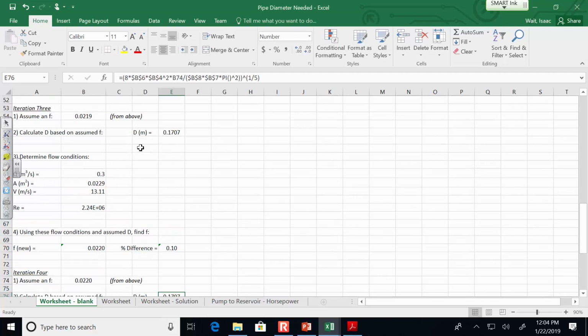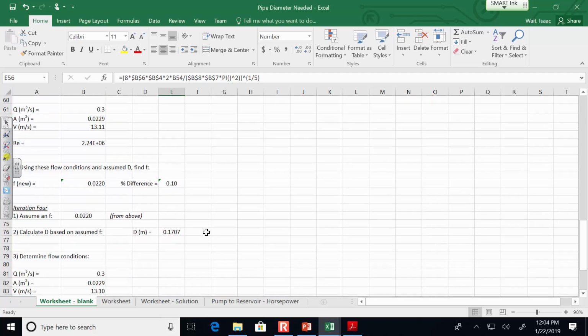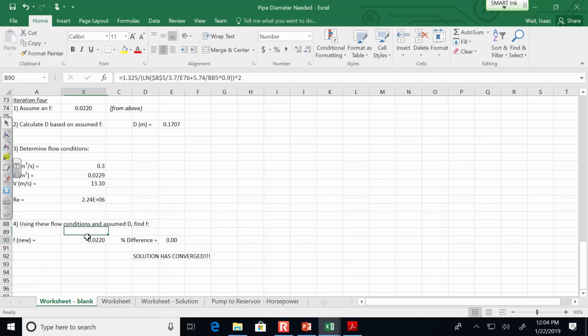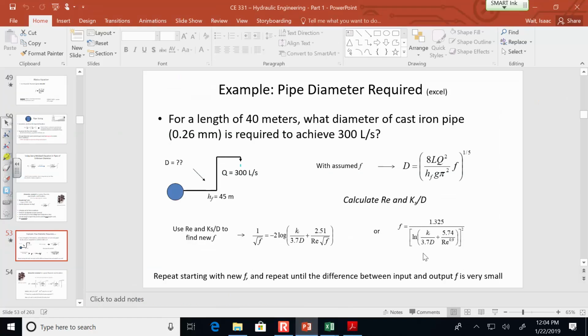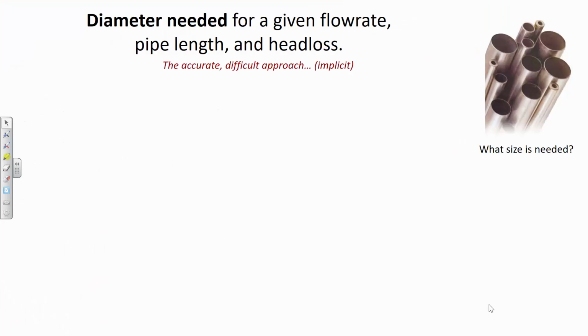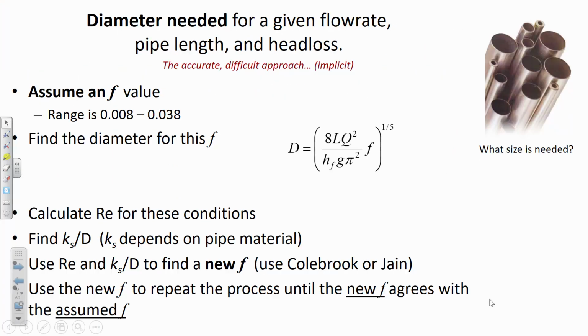1707 is the diameter, 1707. So the solution is converged. The F value isn't changing anymore, neither is the diameter. So that's essentially the more accurate, but because it requires iteration, more lengthy approach.